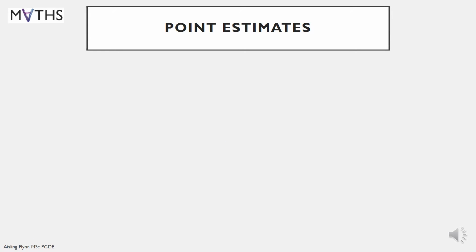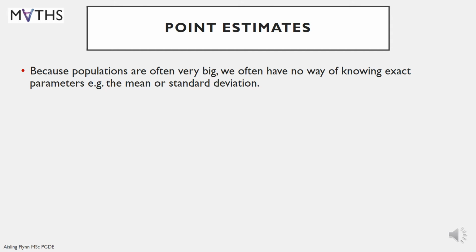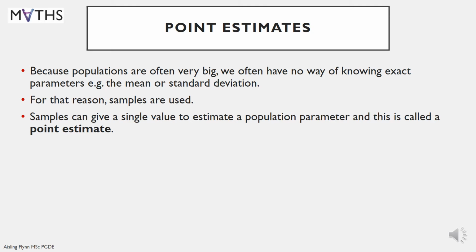Point estimates. Because populations are often very big, we often have no way of knowing exact parameters, for example, the mean of the population or the standard deviation of the population. And for that reason, samples are used. Samples can give a single value to estimate a population parameter, and this is called a point estimate.